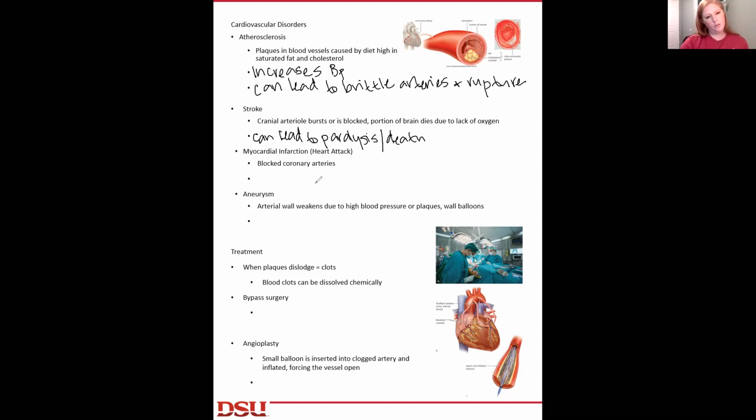Myocardial infarction or a heart attack, blocked coronary arteries. The same thing that happens to the brain in a stroke is what happens to a heart in a heart attack. Part of the heart tissue dies because of lack of oxygen.